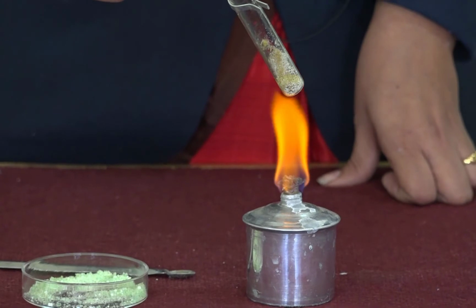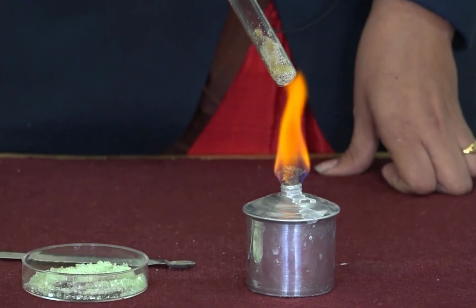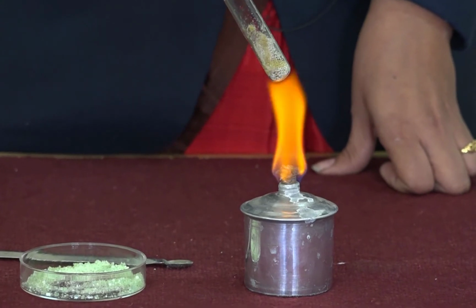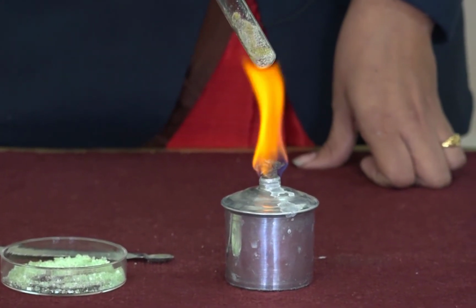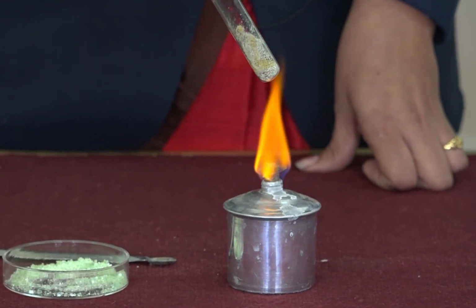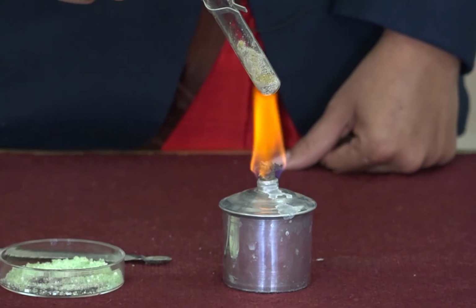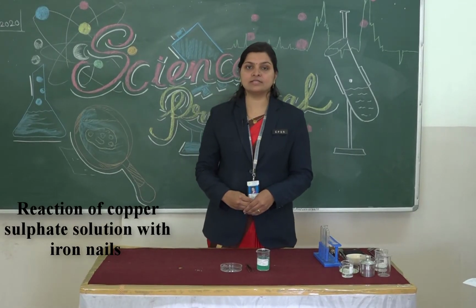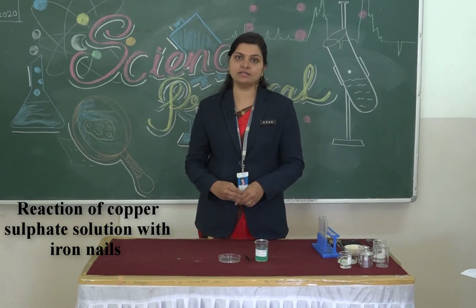On heating, the pale green colored crystals of ferrous sulphate undergo decomposition reaction. A mixture of SO2, SO3 and water gases are formed. So, it is a decomposition reaction. Now, we are going to see the next reaction, the reaction of copper sulfate solution with iron nails.